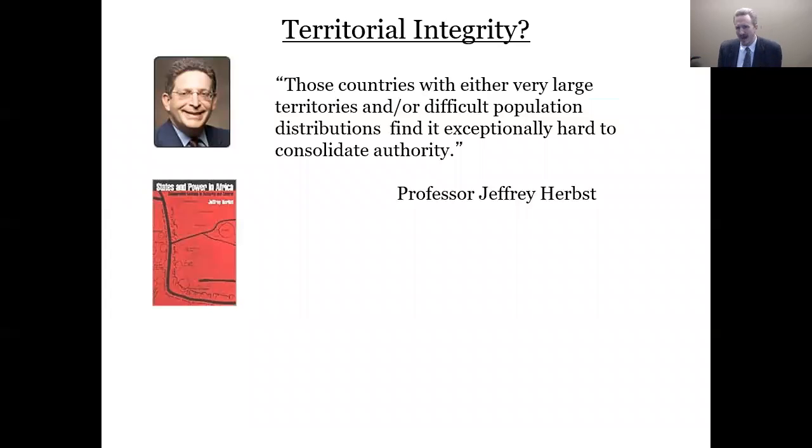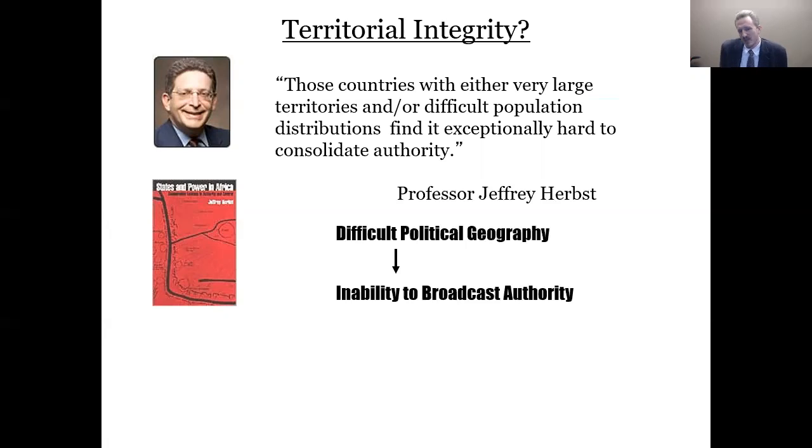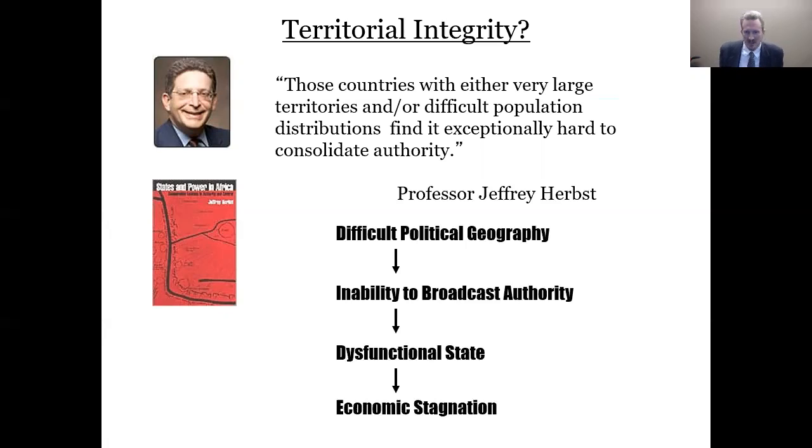All right, so this leads to some academics who have focused on state design, and this is Jeffrey Herbst. This book is used a lot in comparative politics classes. So he writes, those countries with either very large territories and or difficult population distributions find it exceptionally hard to consolidate authority. And he has this chain of logic. Difficult political geography leads to an inability to broadcast authority, a dysfunctional state, and this can lead to economic stagnation. Obviously, a dysfunctional state also leads to civil wars and chaos and killing and all these things.